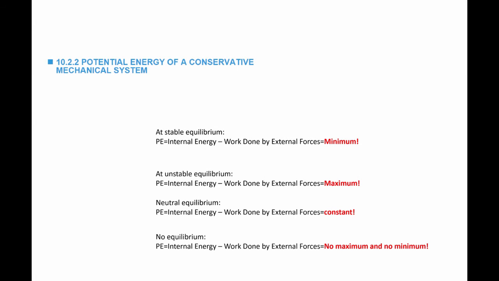The potential energy of the system allows us to differentiate between the different types of equilibrium. At stable equilibrium, the potential energy of the system is minimum. If it's an unstable equilibrium, then the potential energy of the system is maximum. In neutral equilibrium, the potential energy is constant. Of course, no equilibrium is achieved if the potential energy is neither maximum nor minimum, nor constant.